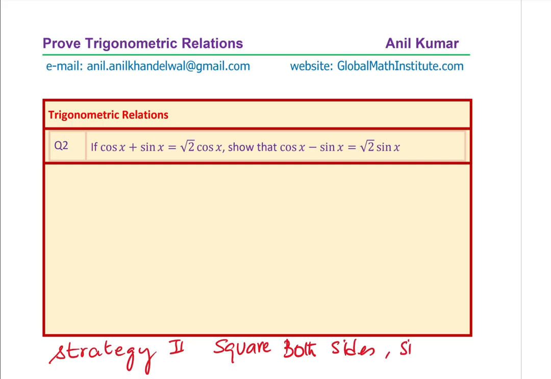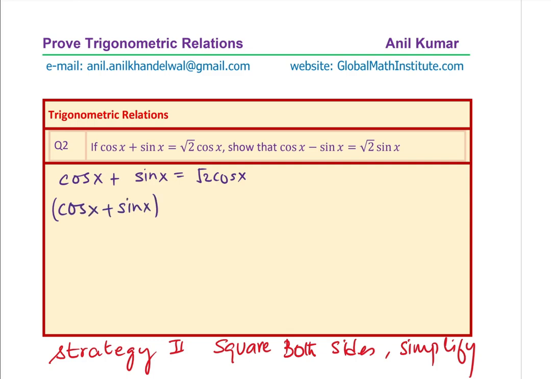And then simplify. However, we'll still use the Pythagorean identities. Okay, so let's begin by writing down what is given to us, which is cos x plus sin x equals square root 2 cos x. So if I square both sides, what do I get? Well, let me write this square thing first. Whole square is equal to square root 2 cos x whole square.